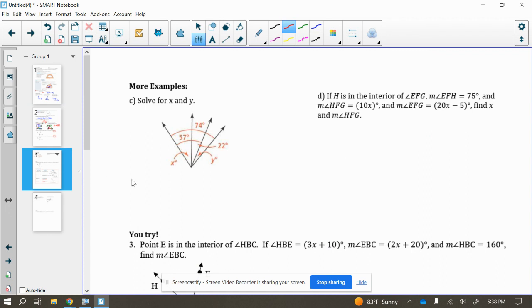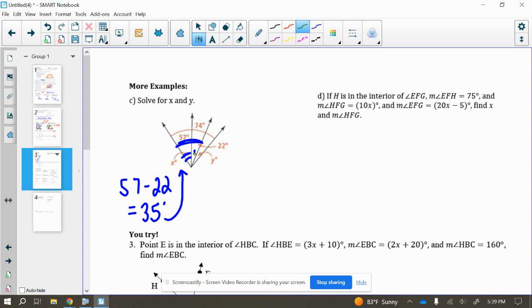Now, a couple more examples. This next one wants us to find multiple angles, X and Y. So we need to, again, think about our angle addition postulate. This time they gave us that this angle is 57, and we're trying to find this little angle down here, angle X. Well, one of the small angles is 22. So if we take 57 minus 22, that's going to give us our value of X, which is 35. So we know that's the value of X.